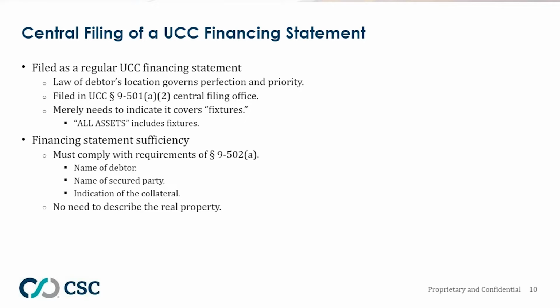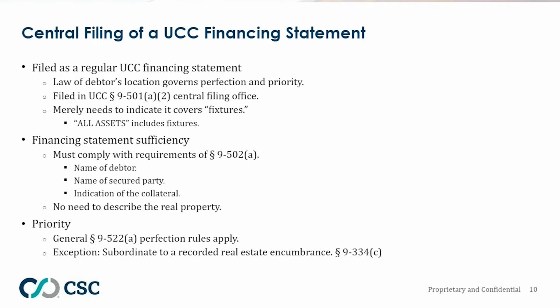The other option for filing a UCC record is, before I get to that though, one thing about the financing statement, there are no special requirements for the centrally filed financing statement that covers fixtures. It has to comply with all the requirements of 9-502(a), which means name of the debtor, name of the secured party, and an indication of the collateral. It doesn't need to describe the affected real property or provide a legal description, anything like that. All it has to do is cover fixtures. And once it's filed, this centrally filed UCC record will have the priority based on the general Article 9 rules. In other words, it'll be effective for priority from the date of filing.